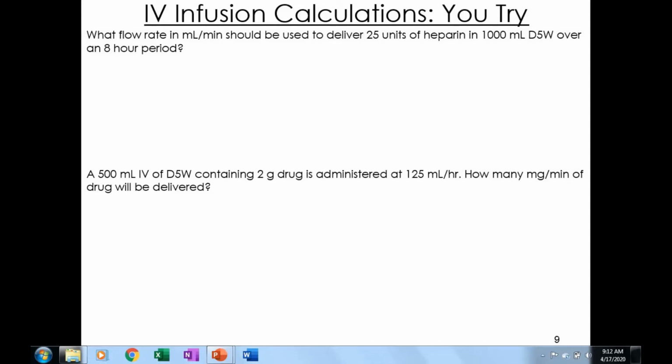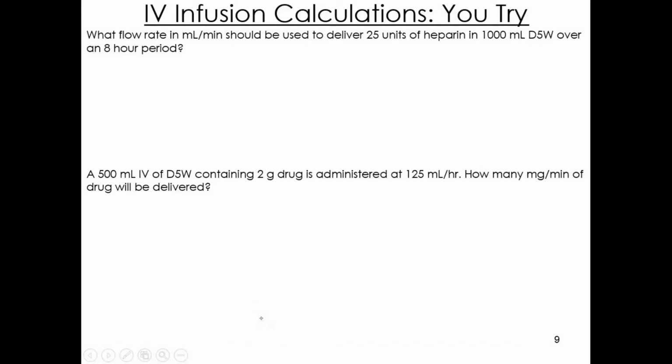Okay, the first problem is a little bit tricky because it contains some unnecessary information, which is really easy to add to infusion problems, I've found. It asks what the flow rate is in mils per minute to deliver 25 units of heparin in 1,000 mils D5W over an 8-hour period. So we're apparently administering the entire 1,000 mils over 8 hours. And so that gives us our flow rate right there.